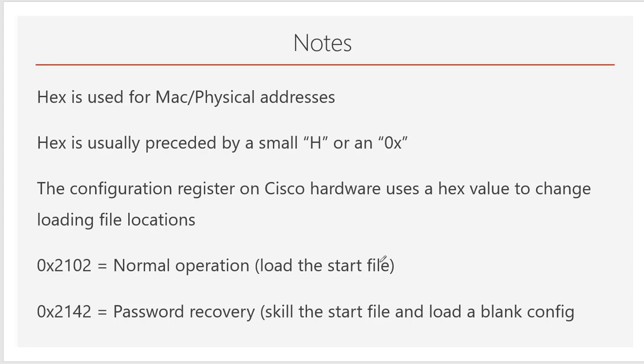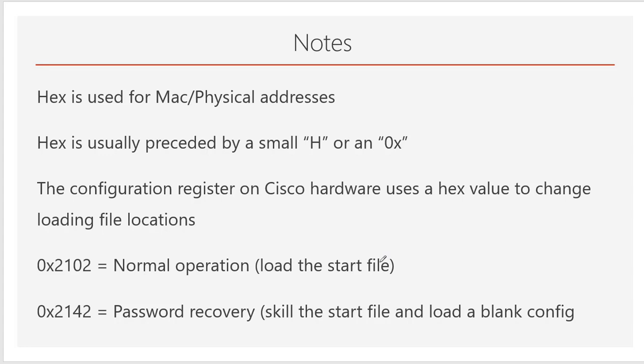All right, a hex is usually preceded by a small h or an 0x, where the O is larger than the X. So on Cisco hardware, the configuration register uses a hex value to change the loading locations. So if I change the configuration register to 0x2102, its normal operation, it would load the startup file and then make a copy of that into the RAM, call it the running configuration, and then it would load. Now, if I change the configuration register to 0x2142, that's the password recovery, where it skips the startup file and just loads a blank config.